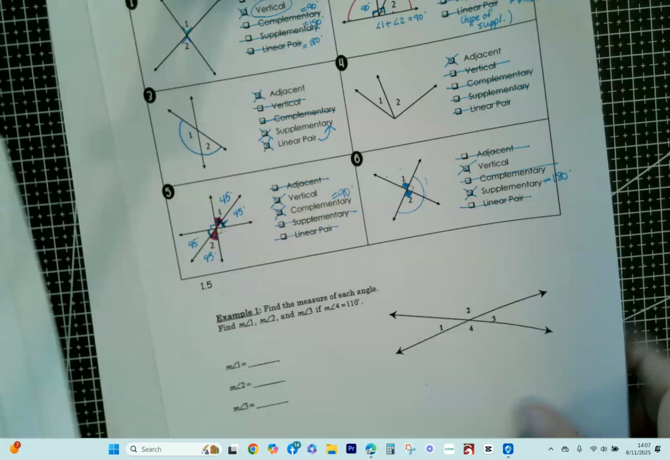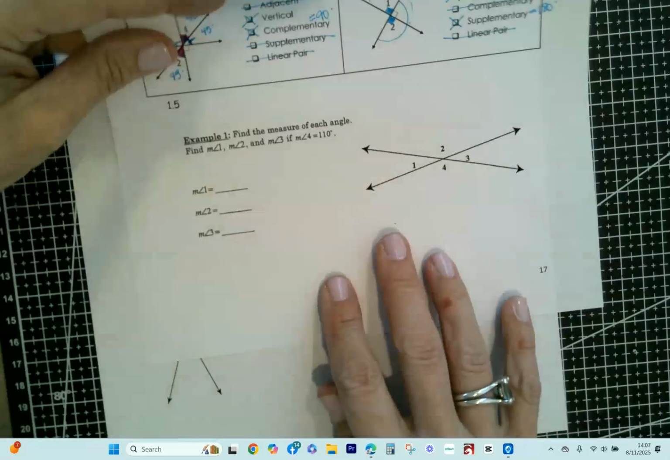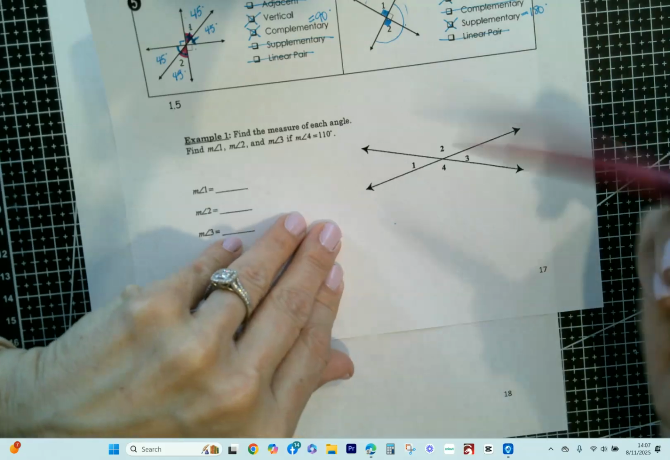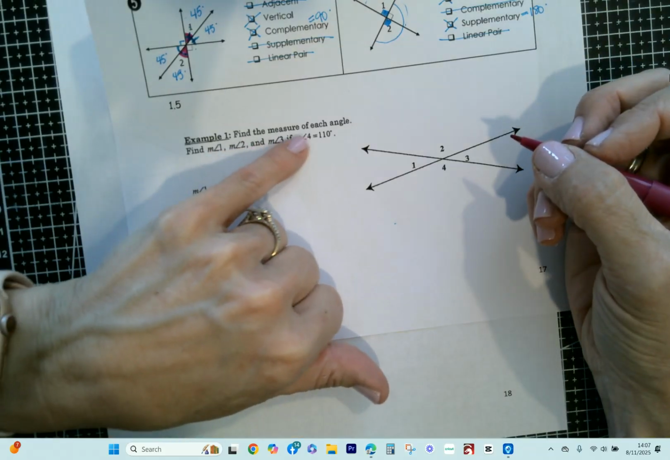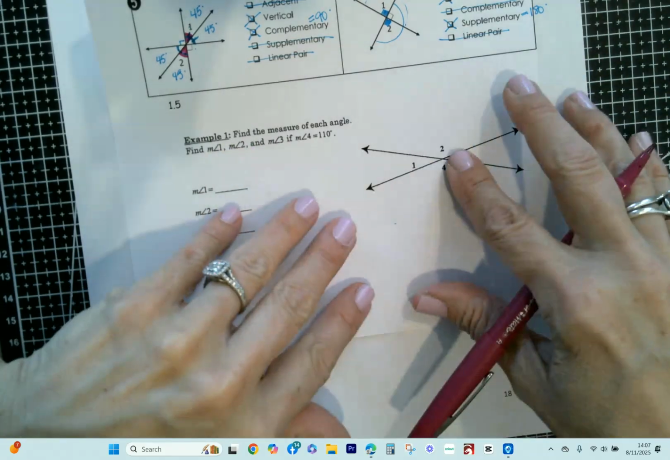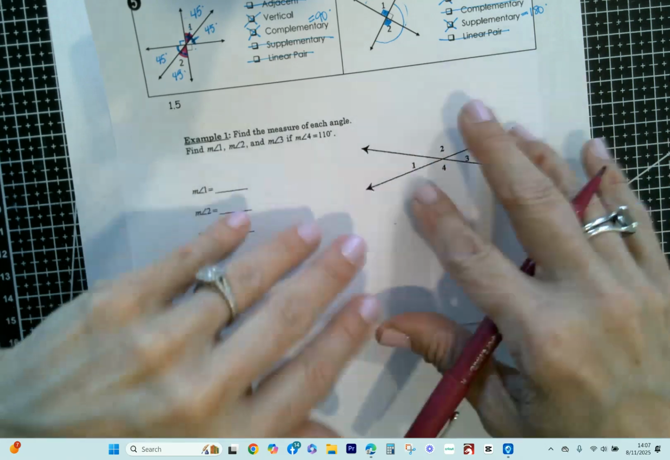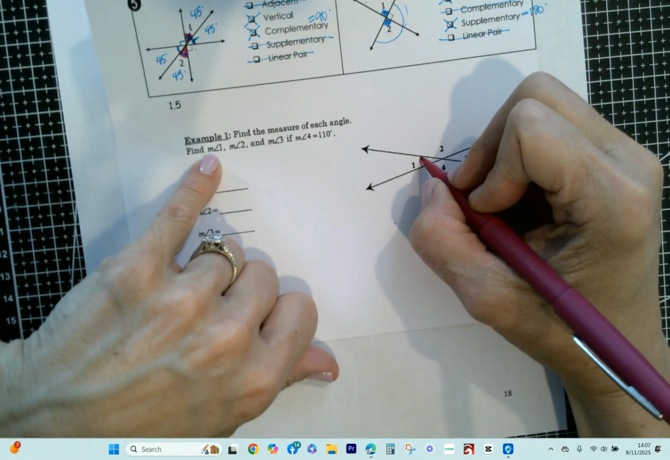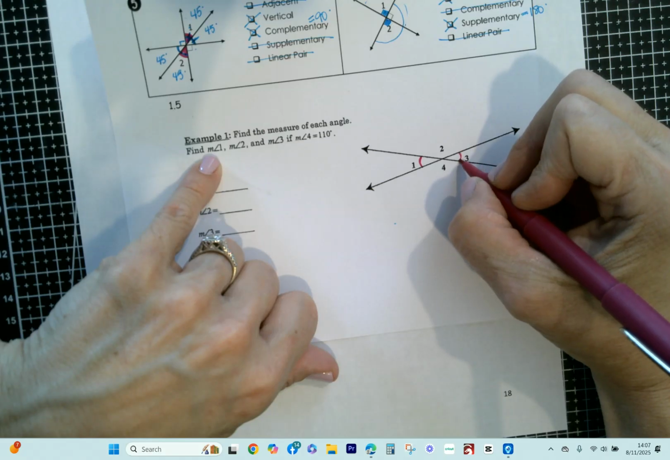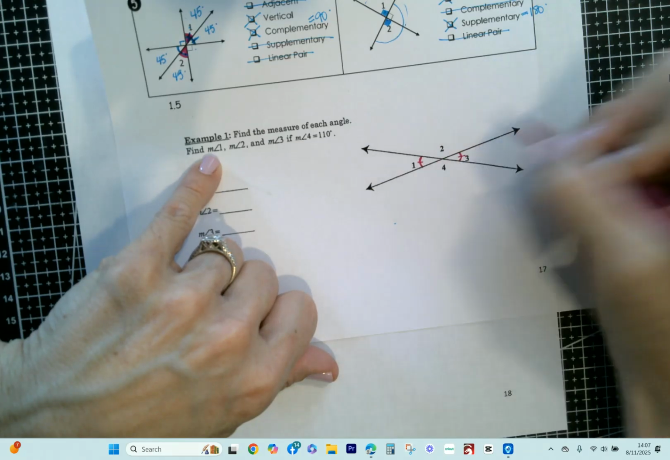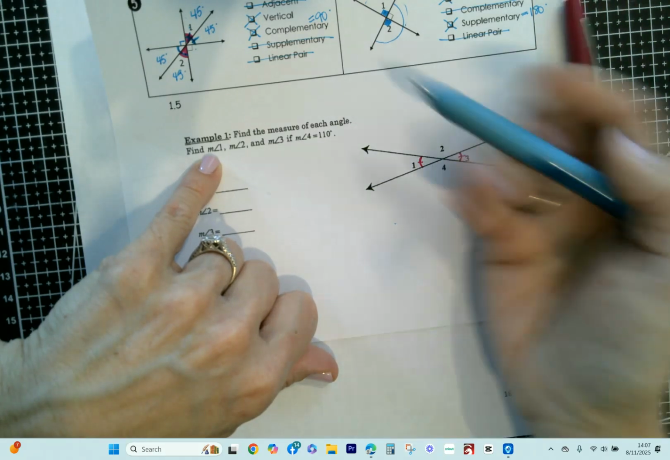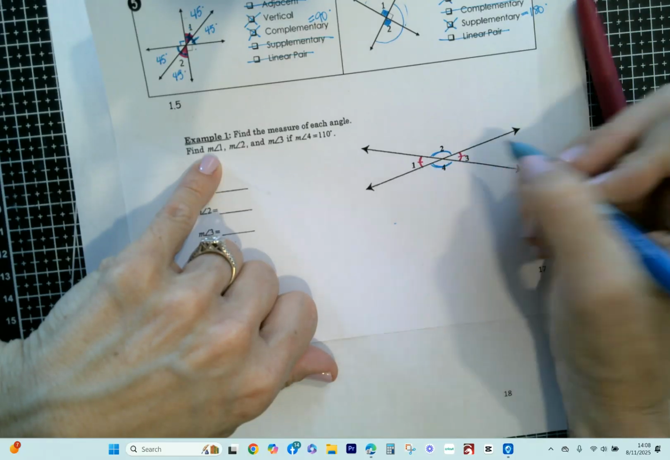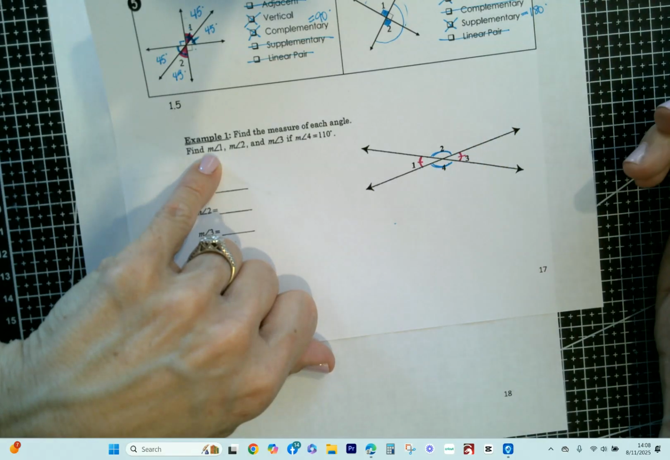All right, so down here, let's go ahead and label what we see happening. It says find the measure of each angle. Now this is where we're going to use the properties to determine the measurements. So here's angle 1. Angle 1 is across from angle 3, so I know that these are the same amount. Angle 2 is across from angle 4.